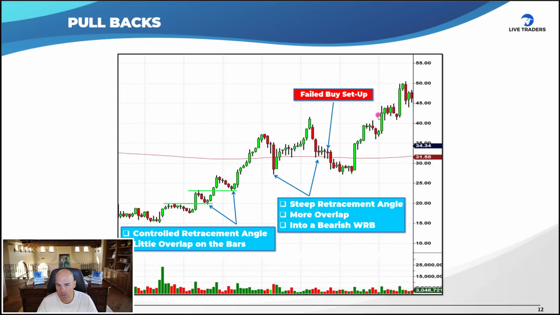Now, why am I showing you this part over here to the right? Some of you go, see, it ultimately worked, Jared. Yeah, but it didn't work with a pattern. It worked with 100% retracement. It worked with a sloppy pullback. We're not interested in that.